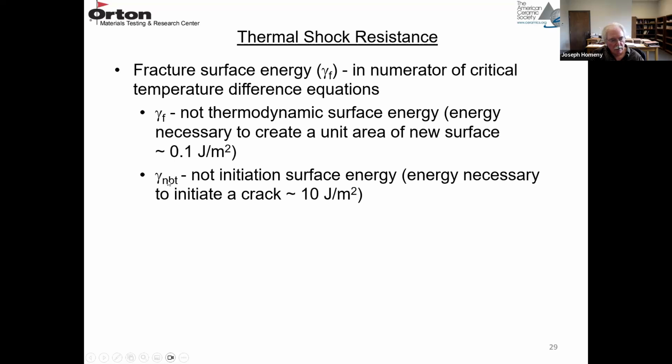Gamma NBT, NBT means notch beam technique. That's not the fracture surface energy for crack propagation. It's the energy necessary to initiate a crack. And basically, it's the energy necessary to start a crack. So gamma NBT is low in refractory materials because of the high porosity and high microcrack density. That's about 10 joules per meter squared. So it's very easy in a refractory material, because of the defects, to start a crack moving.